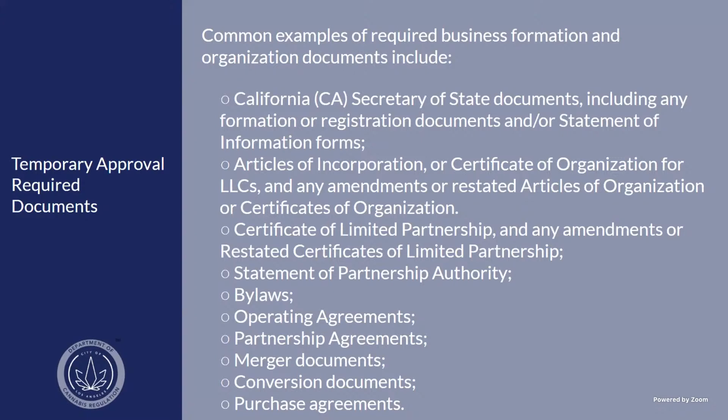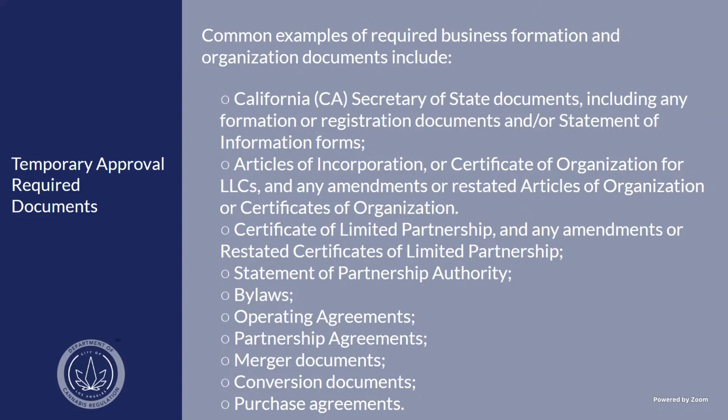For the formation and organization documents that we used to review as part of the temporary approval process, these have all gotten moved over to the legal business entity record. Folks are going to have a legal business entity record in order to submit their annual application.